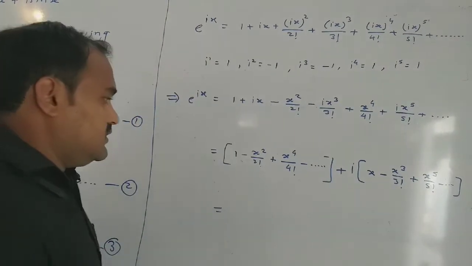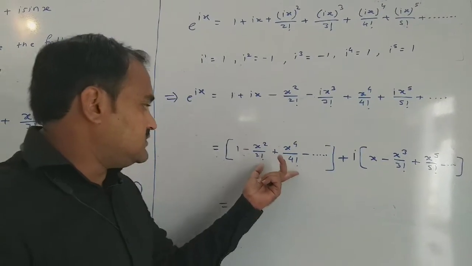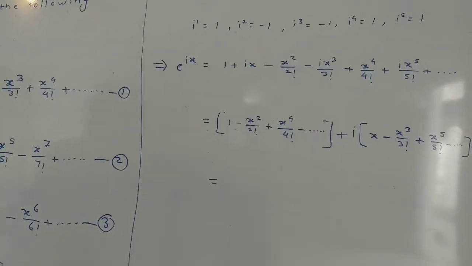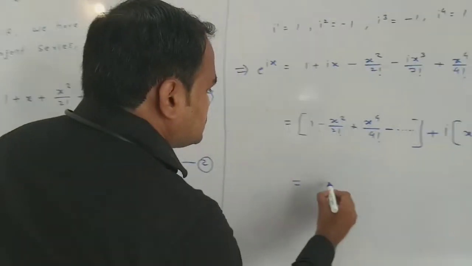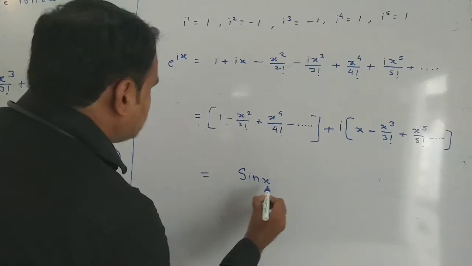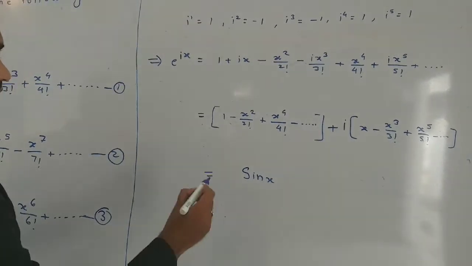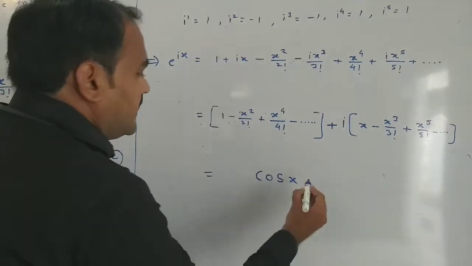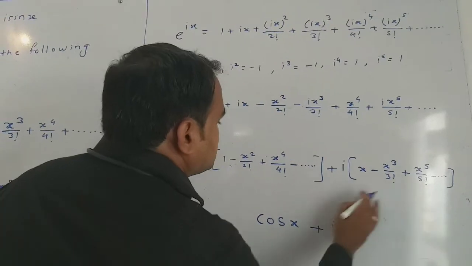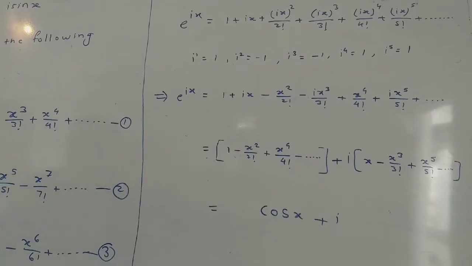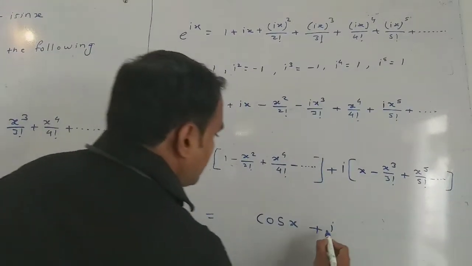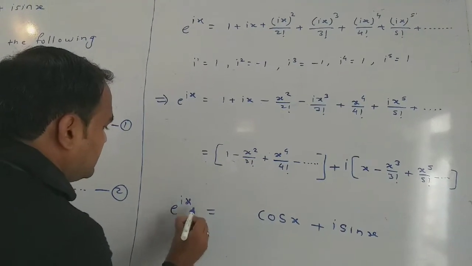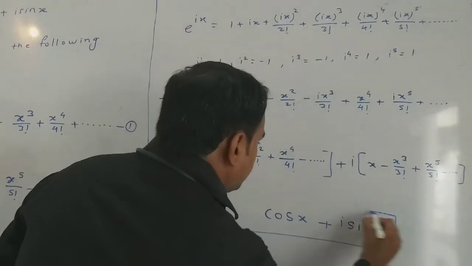Now in the series we observe that the real part is cos x, and plus i into the imaginary part, which is sin x. So this is the proof that e to the power ix is equal to cos x plus i sin x.